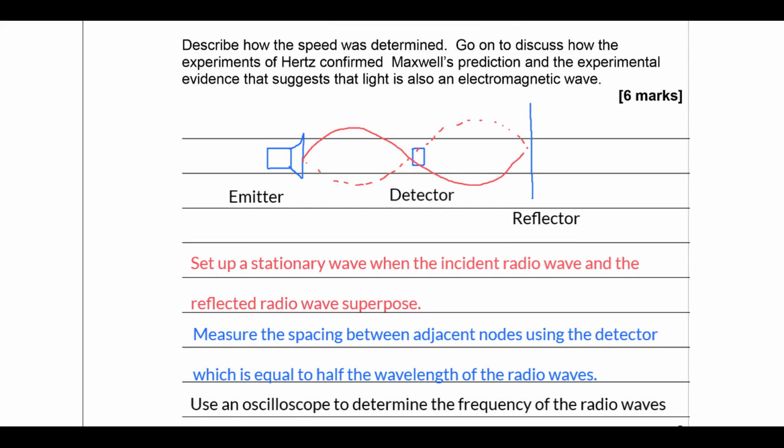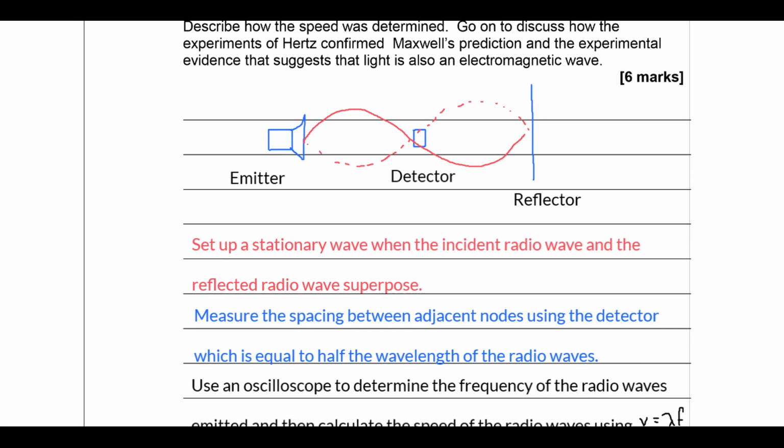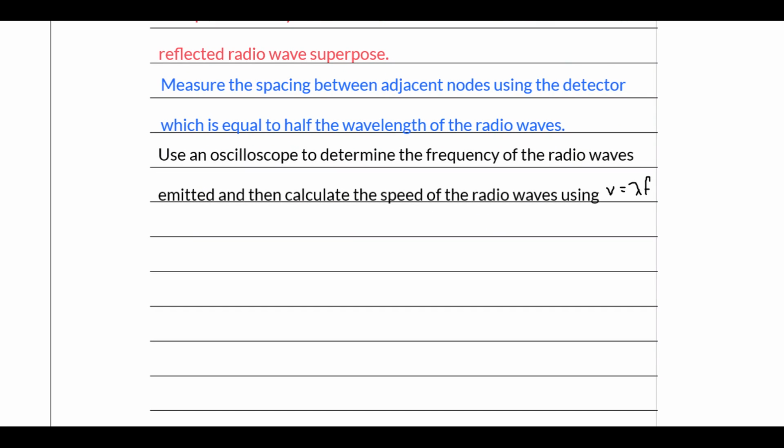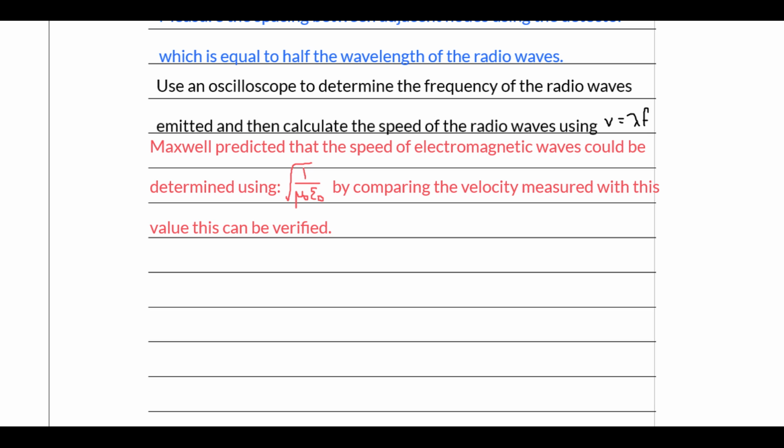So what we need to discuss now is how these experiments confirmed Maxwell's prediction, and the evidence suggests that it's an electromagnetic wave. So first of all, we can compare this value of velocity to the one predicted by Maxwell's equation. So Maxwell predicted that we can calculate velocity by doing the square root of 1 over mu0 epsilon0. So that's how we could verify whether or not Maxwell is correct by comparing the two, and when you do, you find out that Maxwell is indeed correct.